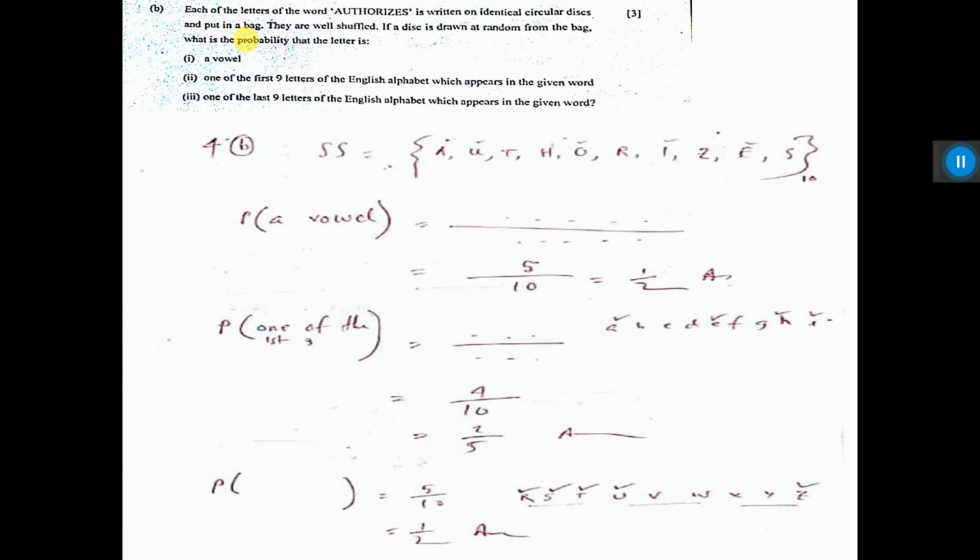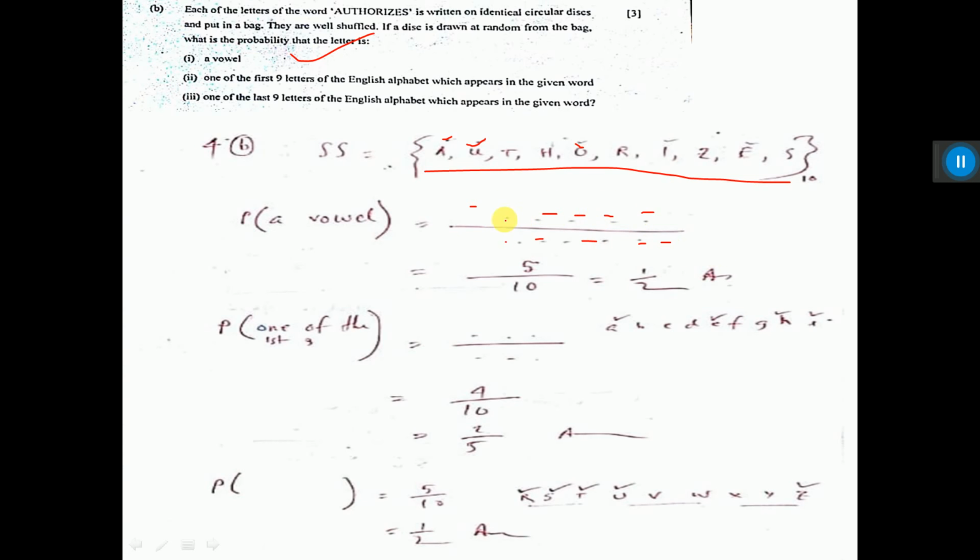Now the letters of the word AUTHORIZE are written on identical circular discs and put in a bag. They are well shuffled. If a disc is drawn at random from the bag, what is the probability that the letter is a vowel? See, I have written the sample space, all the letters here. Here you have to write the formula. I give dots where you have to write it. What is the formula? Do you know? It is the favorable number of outcomes by the total number of all possible outcomes.